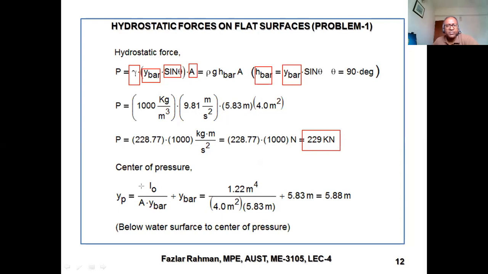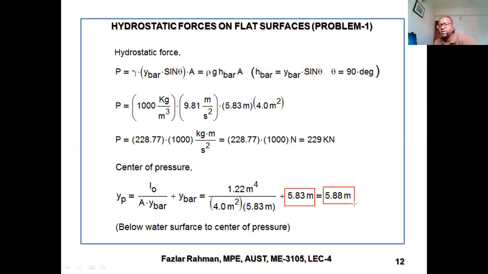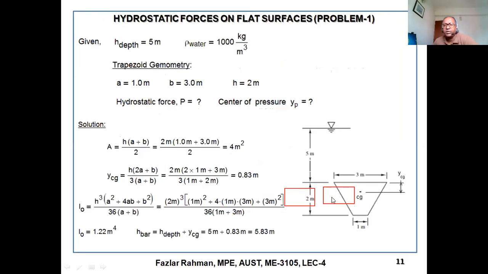Now center of pressure, this is the formula, plus Y bar. Y bar 5.83. I naught we figure out with the formula. We have the area of the plate and we have the Y bar over here. Finally, we got 5.88. So you see, this is location of YCG, and this is location of your center of pressure. Okay. So you see, center of pressure distance is higher. That means always below the object. So your center of pressure right over here.